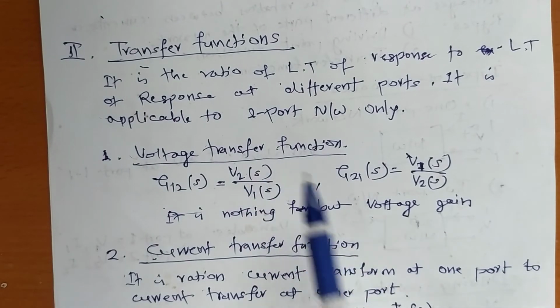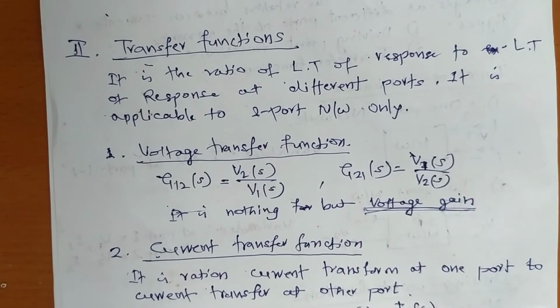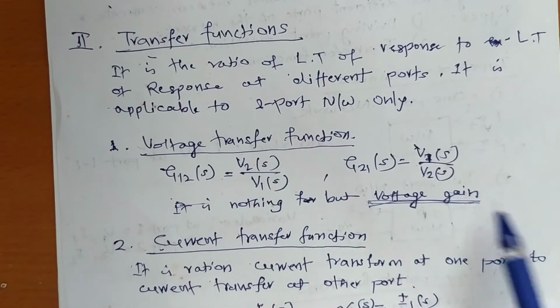And this is nothing but a voltage gain, by nature. Just like impedance is ohms and admittance is mho, V by V is voltage gain.